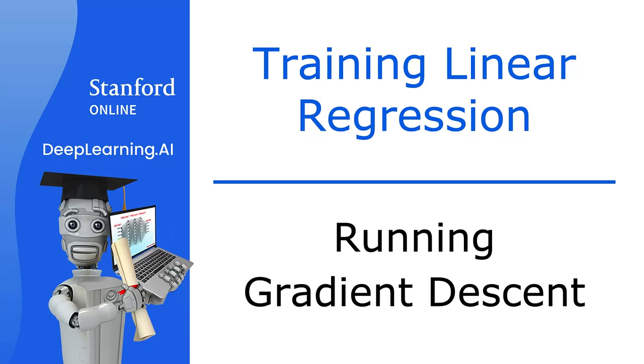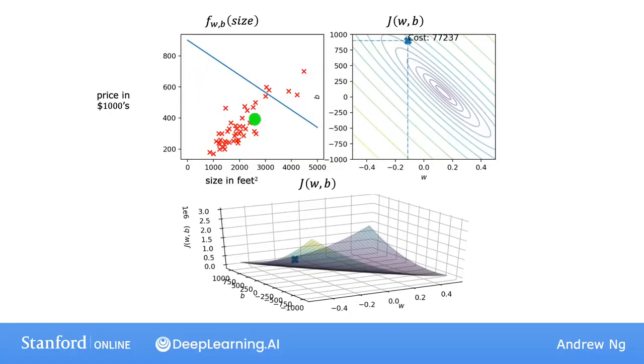Let's see what happens when you run gradient descent for linear regression. Let's go see the algorithm in action. Here's a plot of the model and data on the upper left, and a contour plot of the cost function on the upper right. And at the bottom is the surface plot of the same cost function.